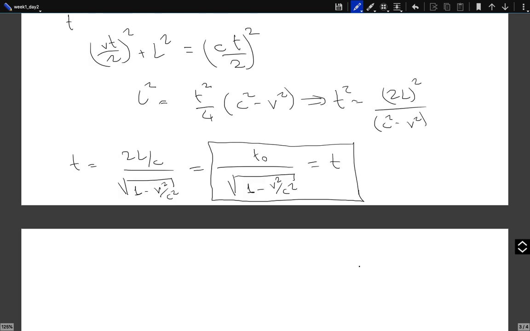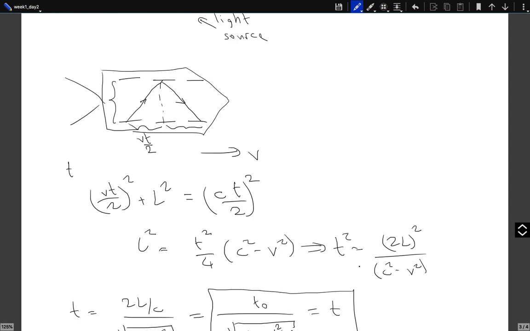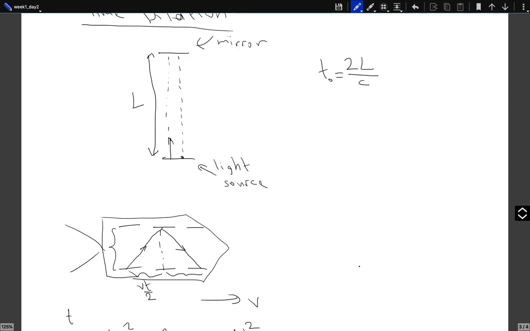Could you please clarify the T and T0? Which one? T and T0, what's T and T0? Okay, you see, we have this setup. We have the light source, another plane, reflecting plane, and the light source sends a beam up, which is reflected from the plane and then comes back.